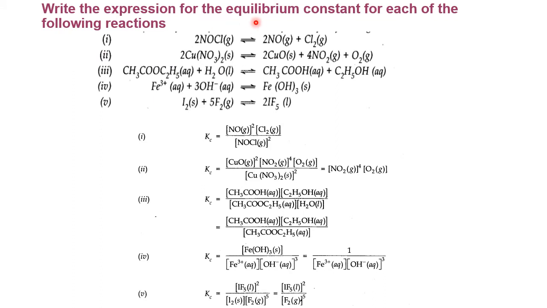Write the expression for the equilibrium constant for each of the following reactions. He has given 5 reactions. Okay, equilibrium reactions, very easy. So it is the ratio of the concentration of the product to the concentration of the reactant.